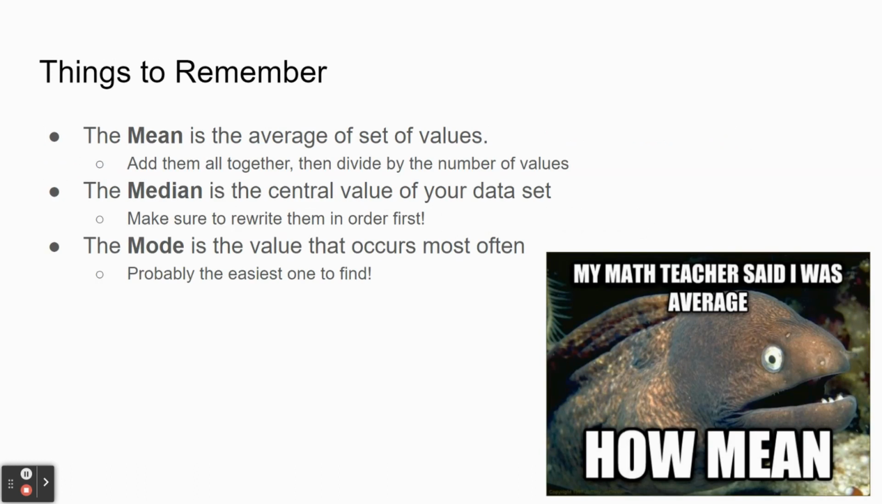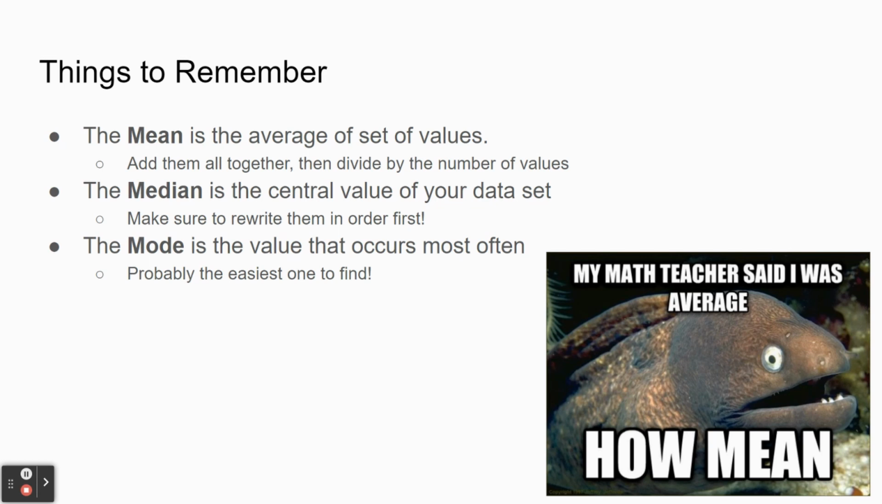So things to remember from this video. The mean is the average of the set of values. You're going to add them all together first. Then you're going to divide by the number of values. You don't actually need to put them in order to find the mean, but since most of the time you're going to need to find all three of them, you might as well put them in order to start with.